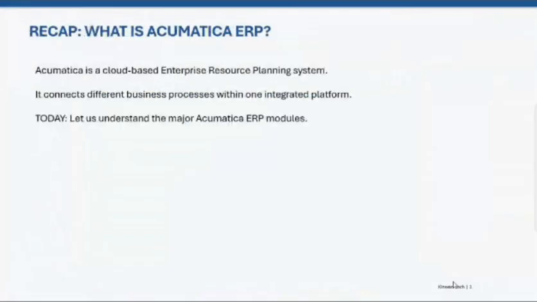So I would like us to have a recap of what is Acumatica ERP. Acumatica is a cloud-based enterprise resource planning system, which we abbreviate as ERP, which usually connects different business processes within one integrated platform, which I said is a harmonized system. So in this video, I would like us to understand the major Acumatica ERP modules.